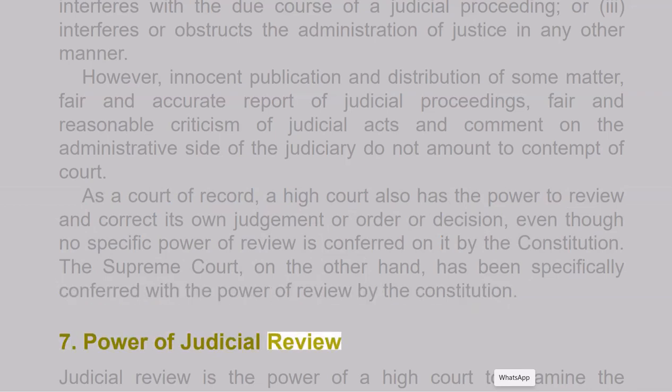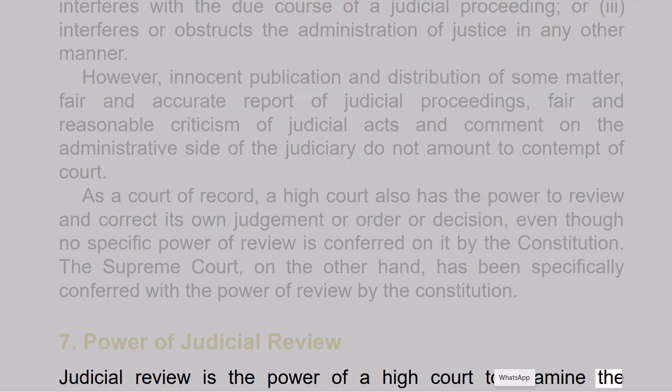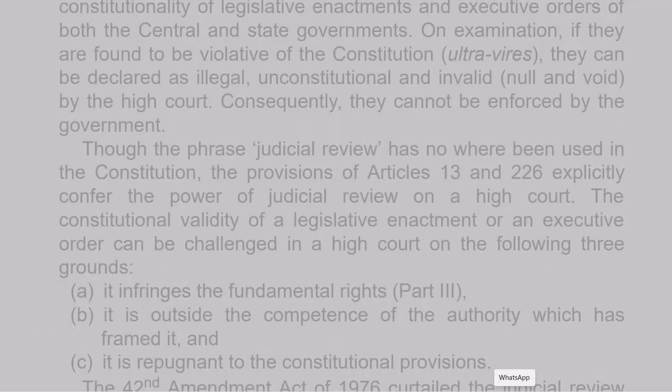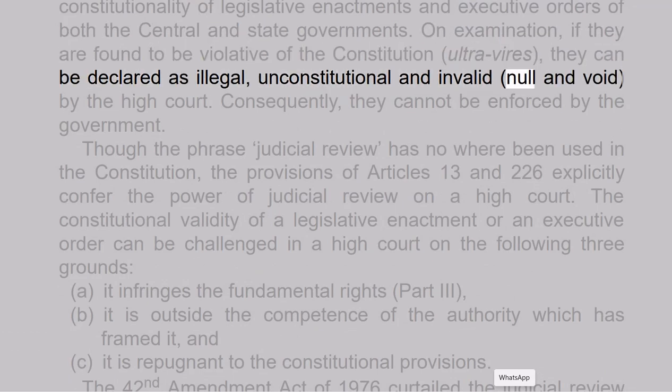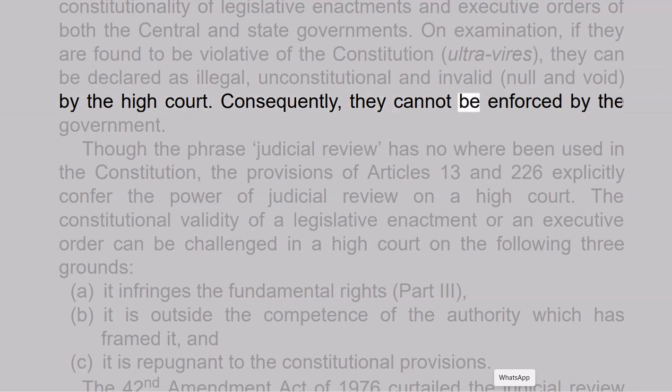7. Power of judicial review. Judicial review is the power of a high court to examine the constitutionality of legislative enactments and executive orders of both the central and state governments. On examination, if they are found to be violative of the Constitution, ultra vires, they can be declared as illegal, unconstitutional and invalid, null and void, by the High Court. Consequently, they cannot be enforced by the government.